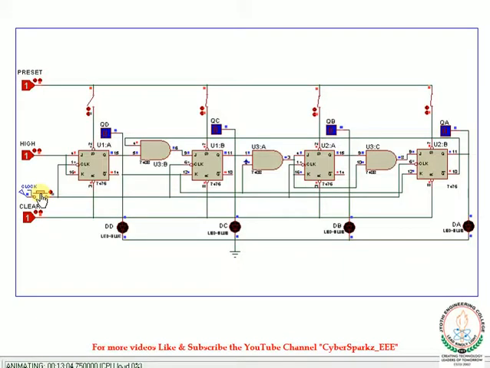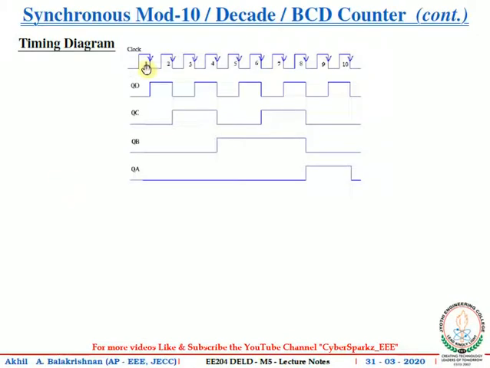Now let's check the timing diagram. On the first clock pulse, the counter changes its state from 0000 to 0001. Like that, at the end of the 10th clock pulse, the counter changes its state from 1001 to 0000. Here you can see the MSB is at logic low for the first 8 clock pulses and at logic high for the remaining 2 clock pulses. So here the duty ratio is 2/8 or 1/4.